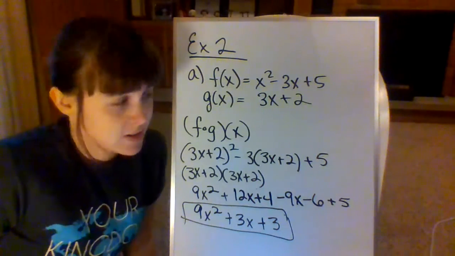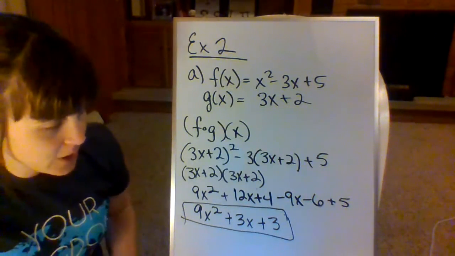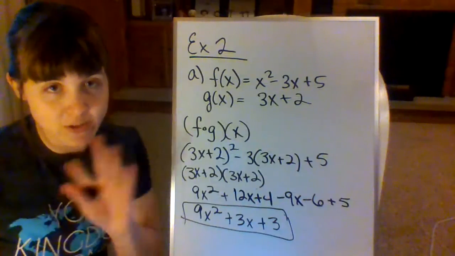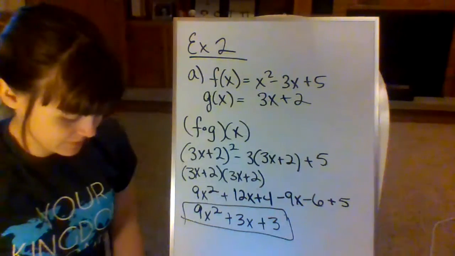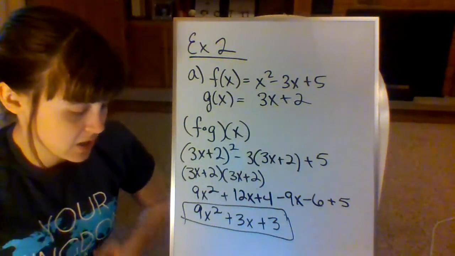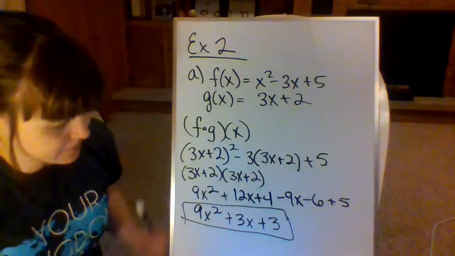Anyway, there's a little more work when you have a quantity squared because you have to write it twice and then FOIL it. Now we're on to part B.